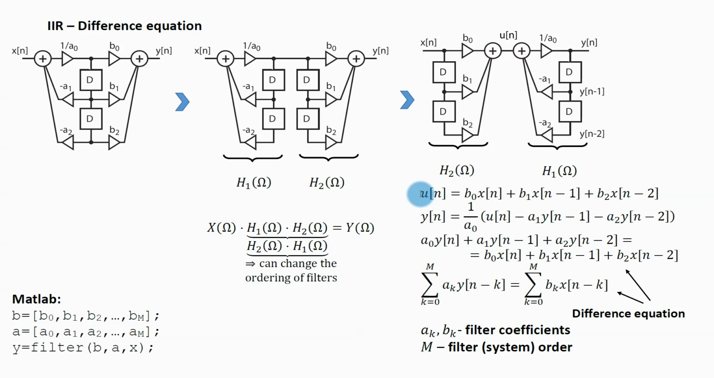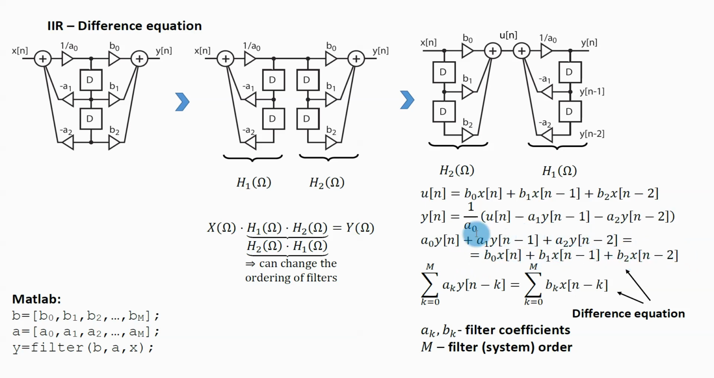In mathematics, we rewrite these equations so that they are less practical for computation, but they look nicer. I can rewrite these equations like this. First, I will multiply this equation by a0, so this a0 will come here, and then I will move these terms with y of n to the left-hand side. On the right-hand side, I will leave only u of n. And for u of n, I will substitute this. As a final result, I get this equation.